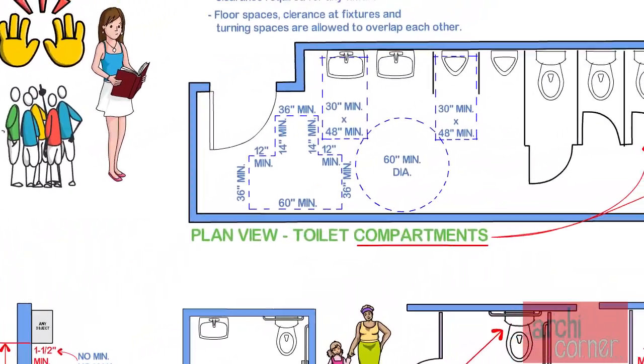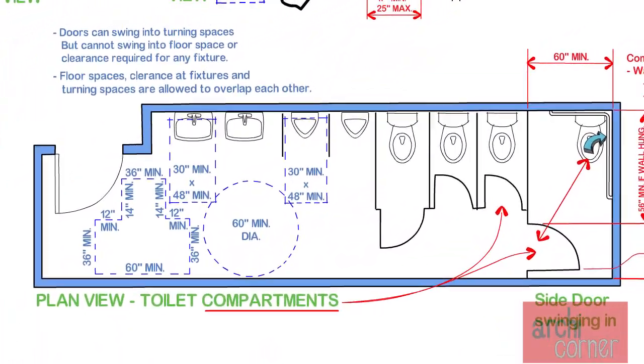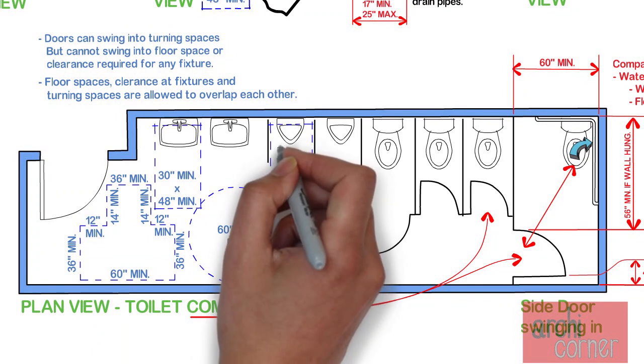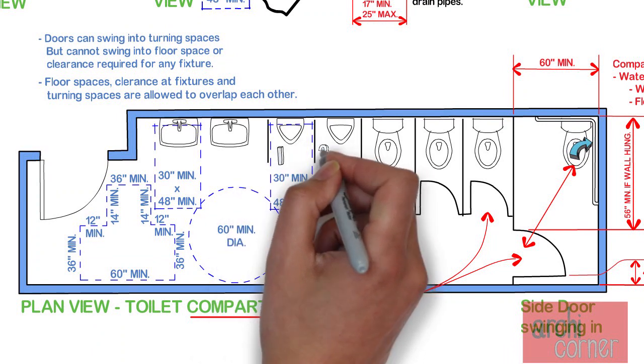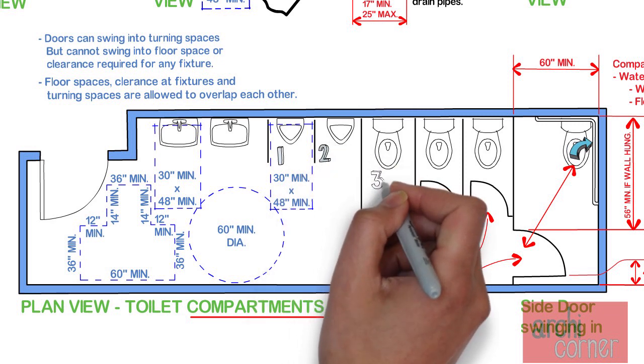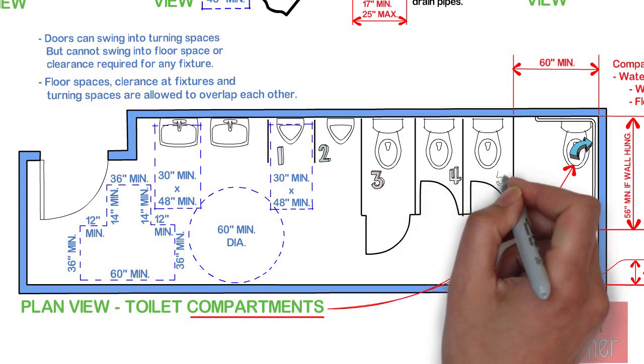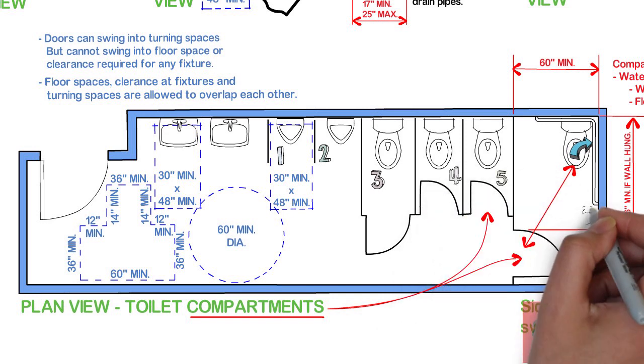Let's talk now about the ambulatory stall. An ambulatory stall is required anytime there are 6 or more toilet compartments, which include urinals and water closets. As shown here, there are a total of 6 compartments, including the urinals. Therefore, an ambulatory stall is required.